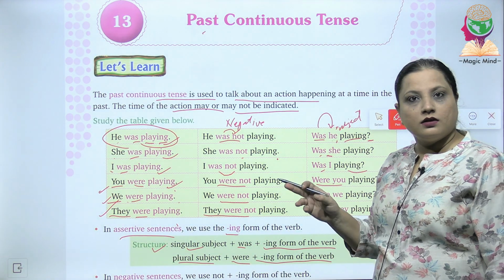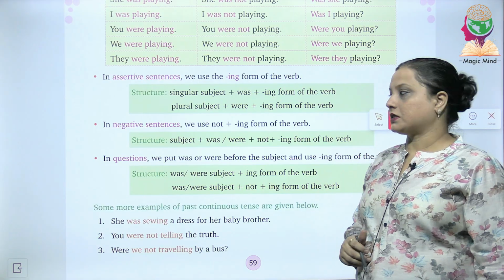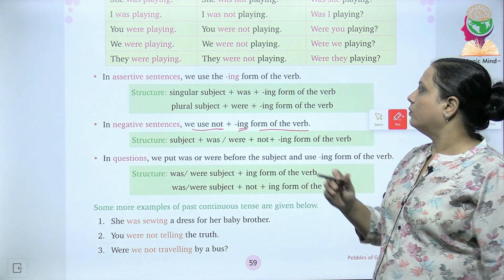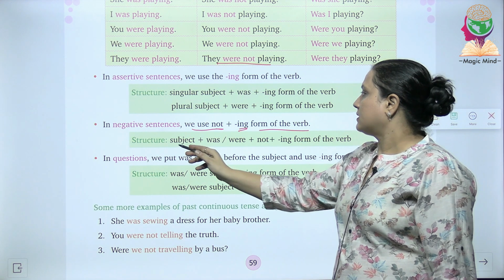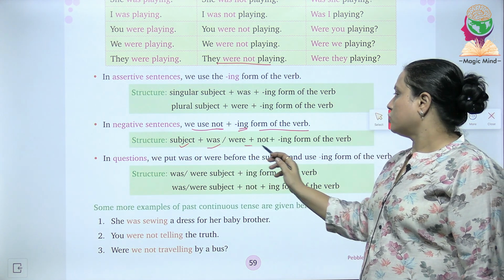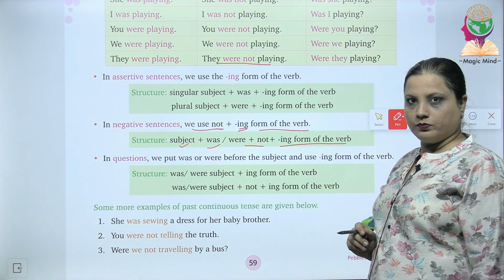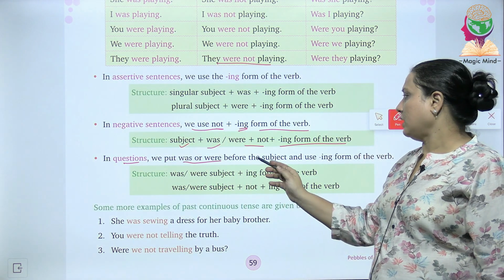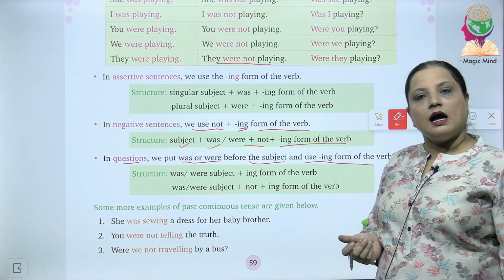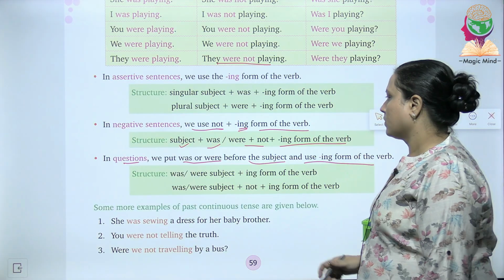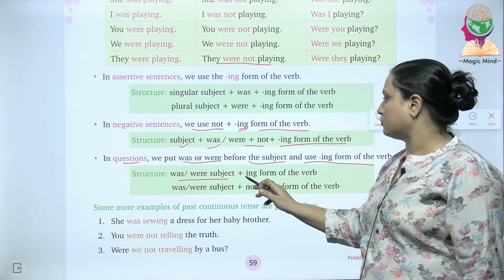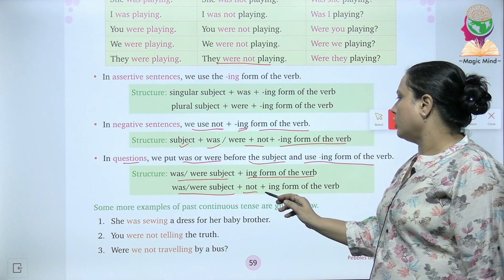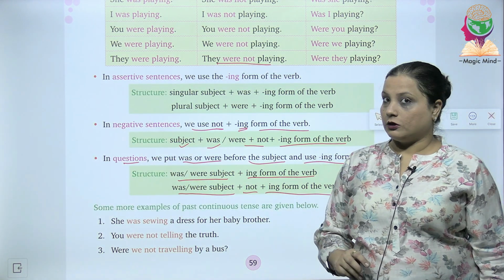Let's now read about the negative sentence. In negative sentences, we use not plus ing form of the verb. This is what we are doing. Subject plus was or were plus not plus ing form of the verb. And in questions, what do we do? We use was and were before the subject, and then we use the ing form of the verb. Was, were, subject plus ing form of verb. Was, were and subject plus not plus ing form of the verb.